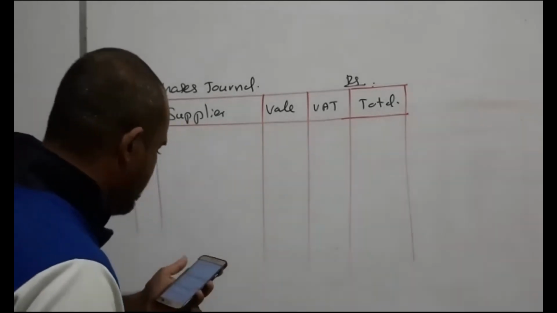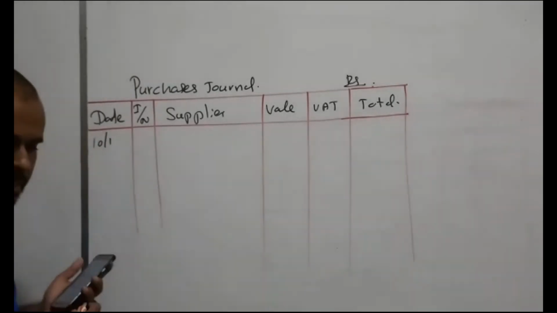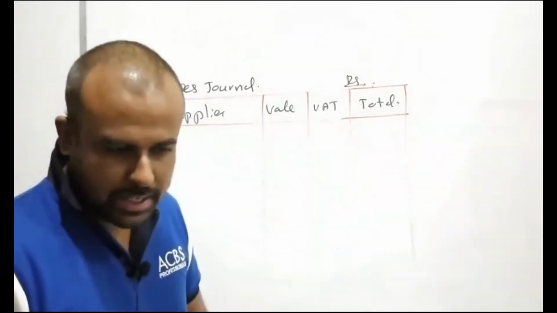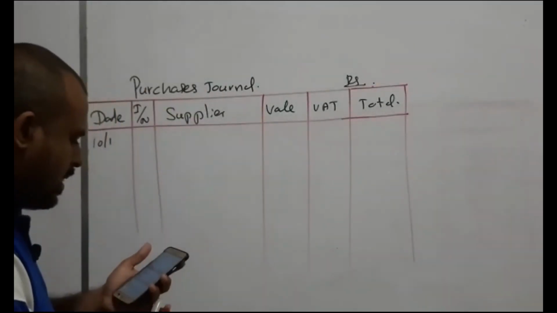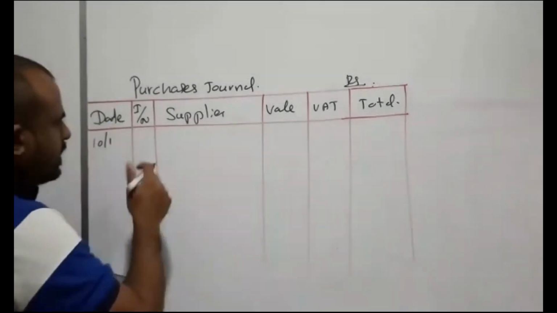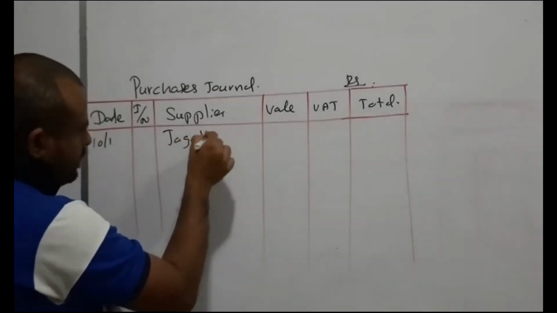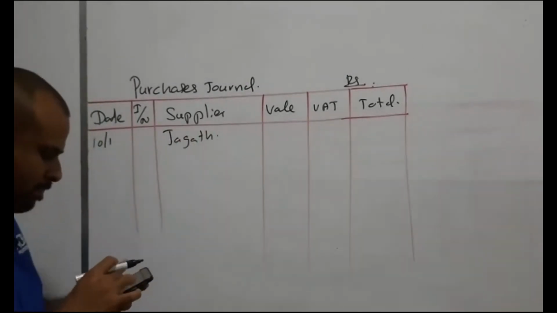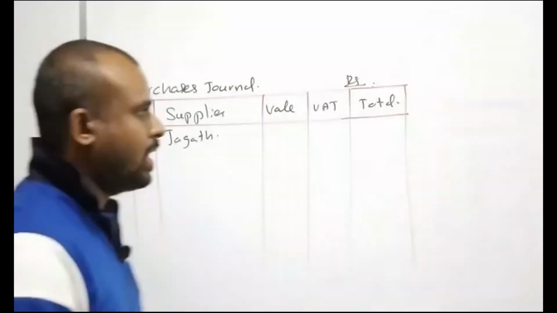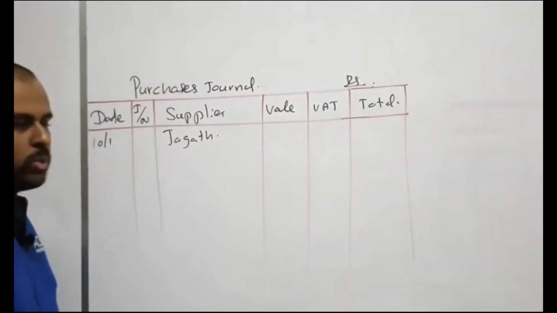On 10 January you did a credit purchase. When you do a credit purchase, it needs to be immediately recorded in the purchases journal, 10th January. You did the credit purchase from Jagat. Now write the name of the supplier. And the list price is 600,000. Do we ever record the list price in the books of accounts?